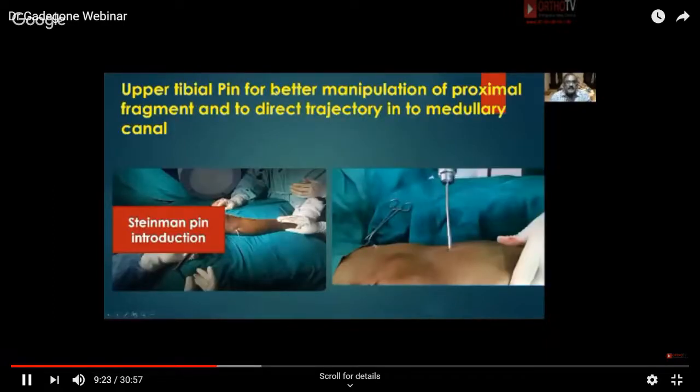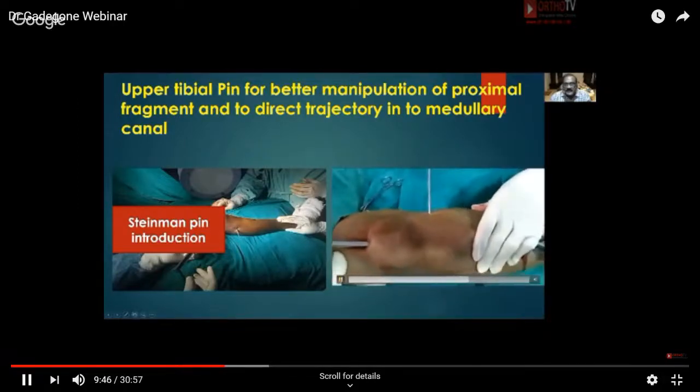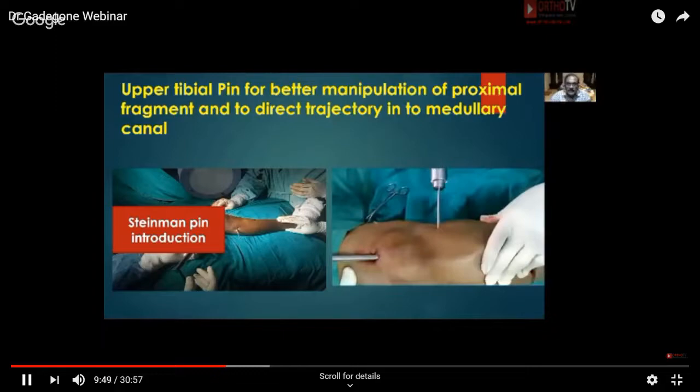Then upper tibial pin for better manipulation of the proximal fragment to direct trajectory into the medullary canal. I pass a Steinmann pin and that acts as a polar pin, and it is replaced by a screw after the procedure is over. If you don't put this pin, the guide wire will go posteriorly. So to keep the guide wire anteriorly, we have to pass a Steinmann pin or we can also pass a polar screw.